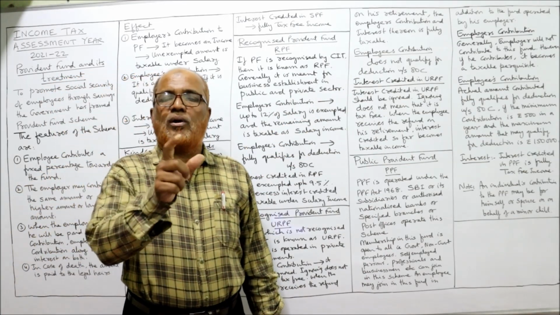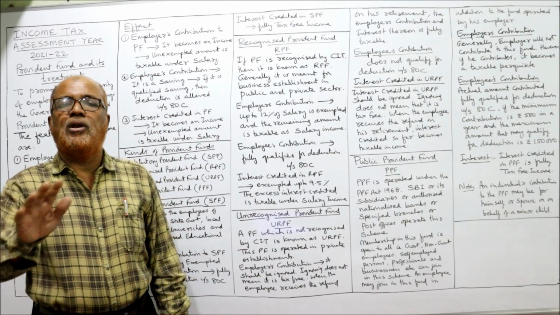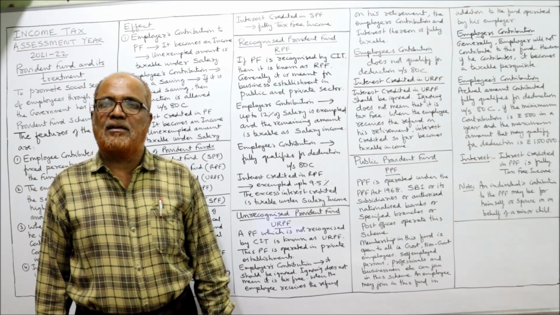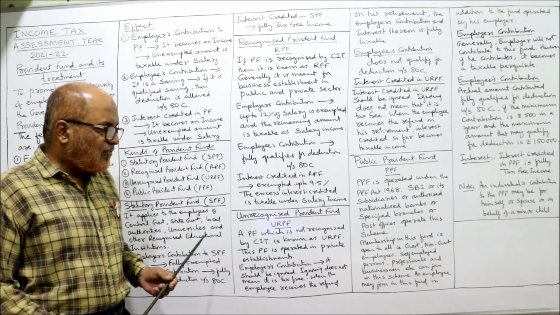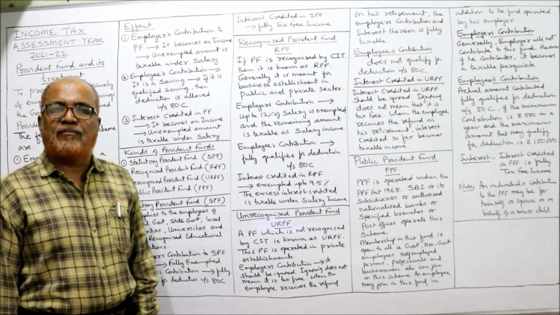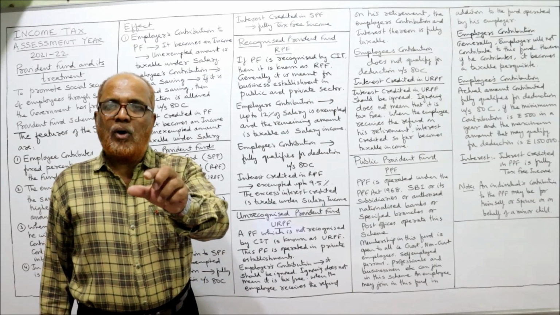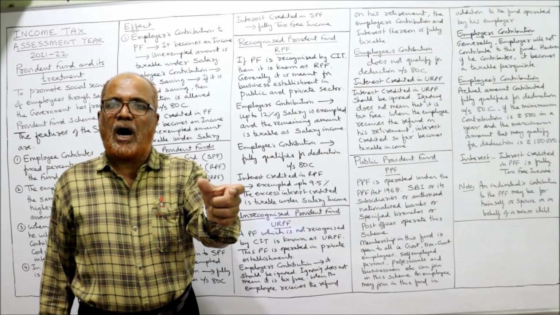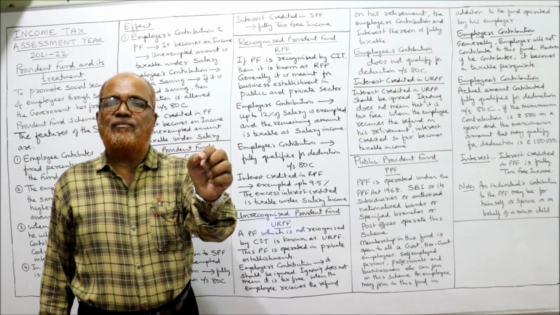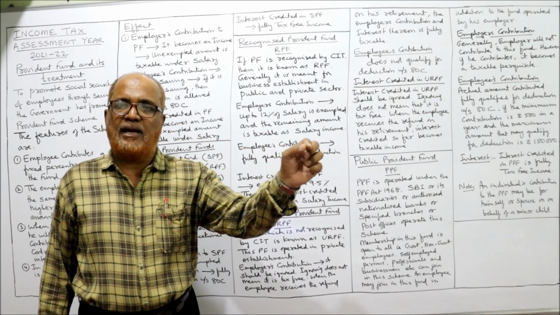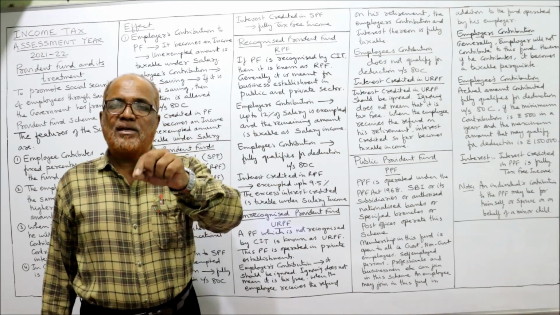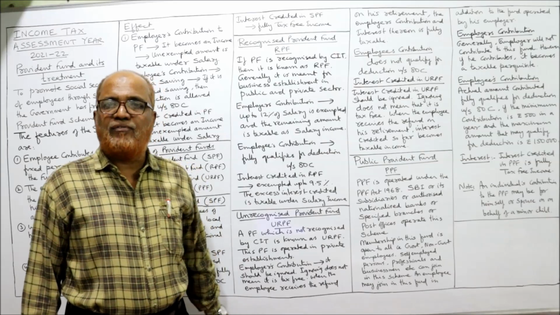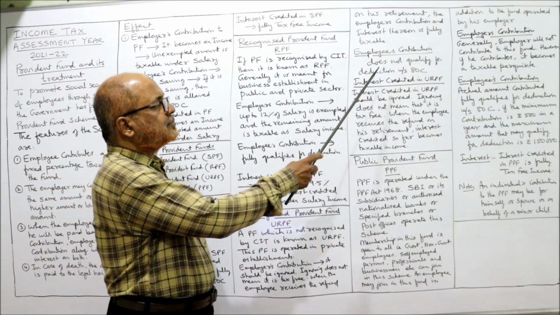Then the employee's contribution. The employee's contribution to URPF will not qualify for deduction under section 80C. See, in case of SPF and RPF, the employee's contribution fully qualifies for deduction under section 80C. But the employee's contribution to URPF does not qualify for deduction under section 80C.